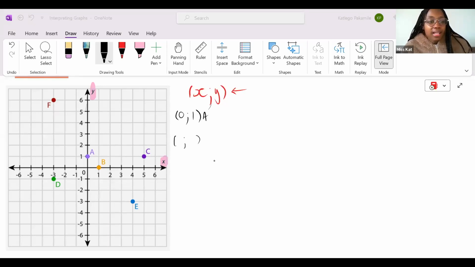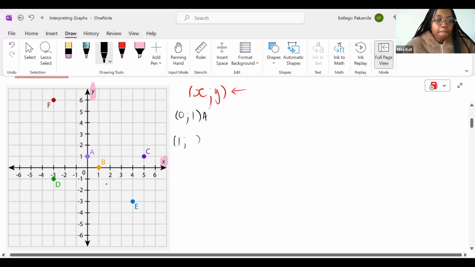But is the B, X1 or is it Y1? Look where B is. Is the X coordinate one? Oh, the X is 1. There we go. So it has to be first the 1 and then the Y is 0. There we go, guys. We're getting somewhere.